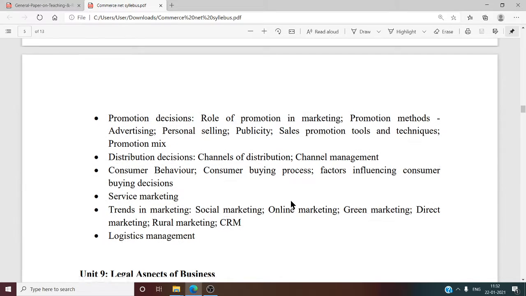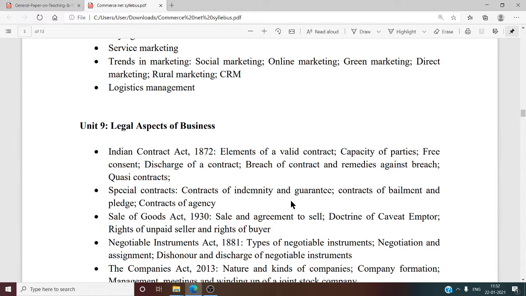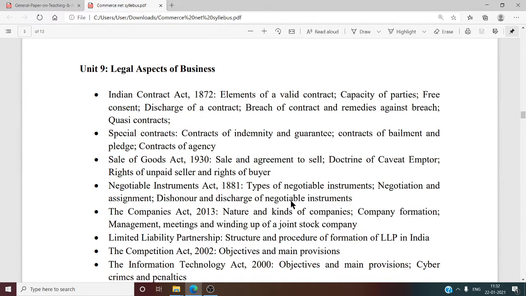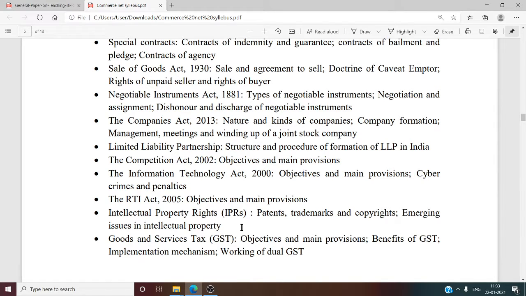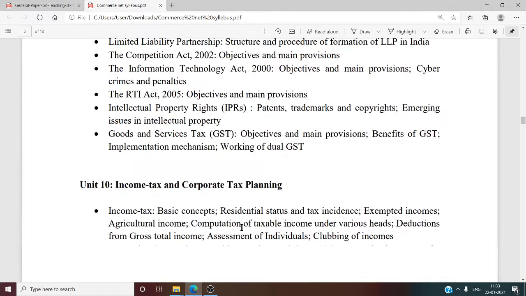So after that, there is unit number 9, that is legal aspect of business. Under that, Indian Contract Act of 1872 and all the aspects of Indian Contract Act of 1872, Special Contract, Sale of Goods Act of 1930, Negotiable Instrument Act of 1881, Companies Act of 2013, Limited Liability Partnership, Competition Act of 2002, Information Technology Act of 2000, RTI Act, Right to Information Act of 2005, Intellectual Property Rights, Patent, Trademark, Copyright, Emerging Issues in Intellectual Property Right, Goods and Service Tax, GST, all these things you have to study.